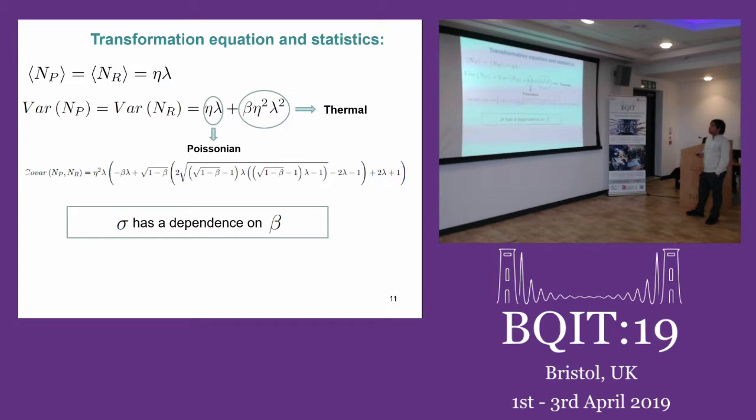So these are the statistics. One can see that also in this case, it has a contribution for a Poissonian and a contribution for the thermal, but here the covariance term also has a dependence on beta. So the compact expression of sigma in this case has a dependence on beta. I have not put it explicitly as it is too complicated to put here.